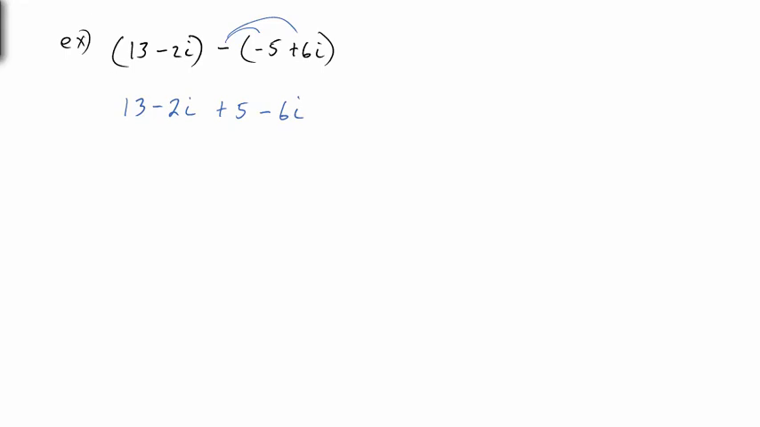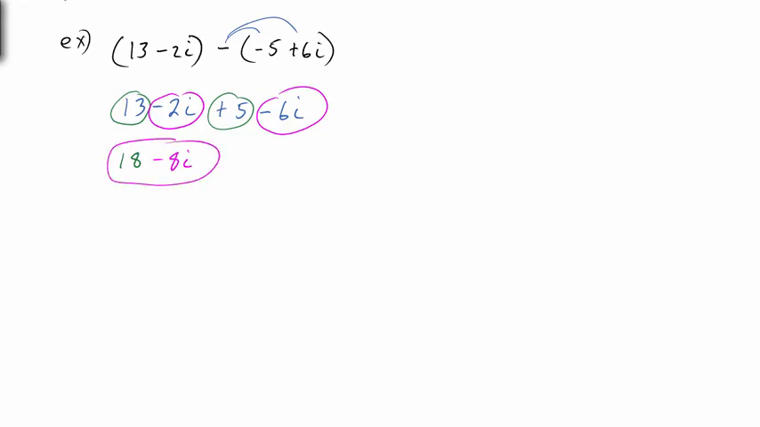So at this point, we're simply going to combine our like terms. So now we would have 13 plus 5, which is 18, and a negative 2i and a negative 6i, which is a negative 8i. And at this point, your real part is 18, your imaginary is a negative 8, so this is our standard form.